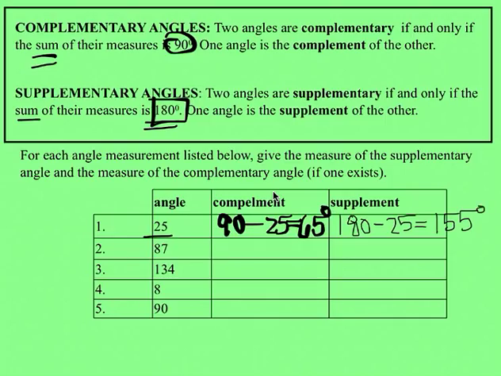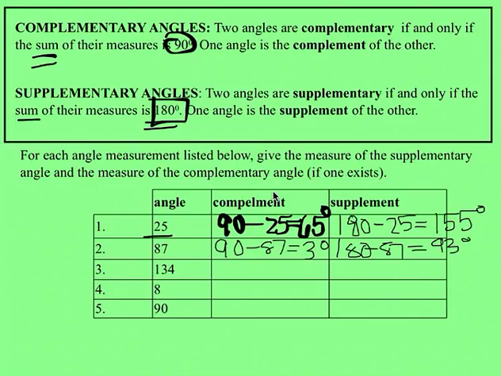Then let's take a look at this next one. So we have 87. To get the complement, we do 90 minus 87, and that gives me 3 degrees. For the supplement now, we're going to do 180 minus 87, and that's going to give us 93 degrees.